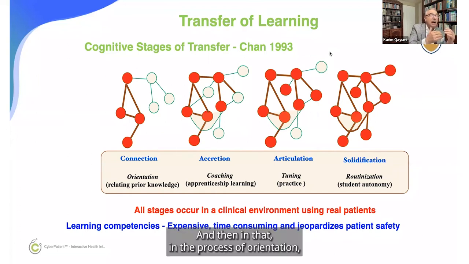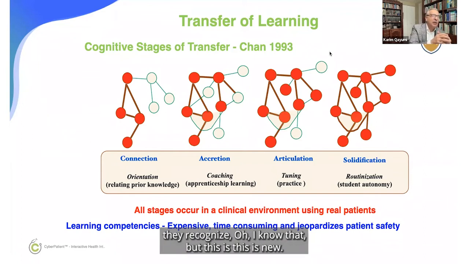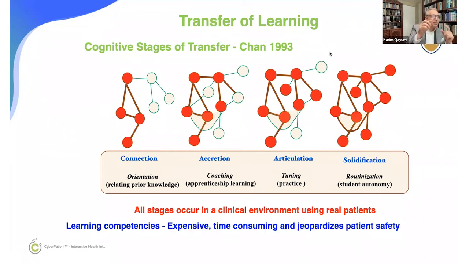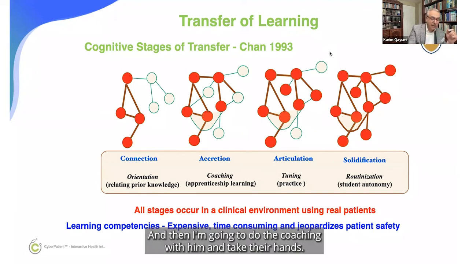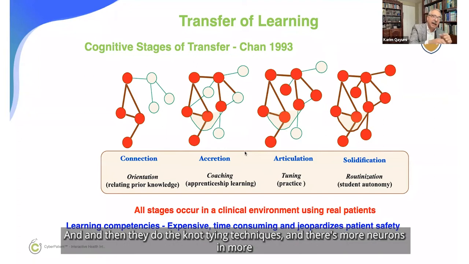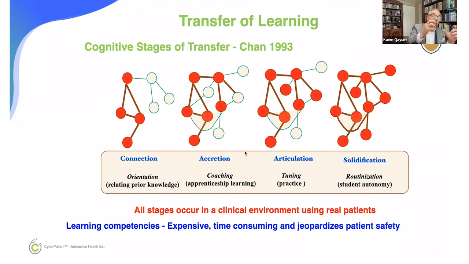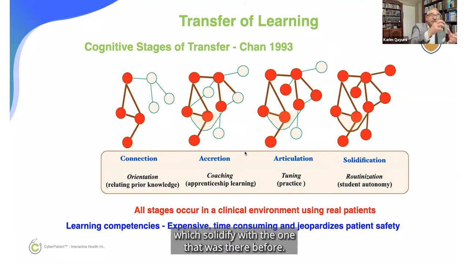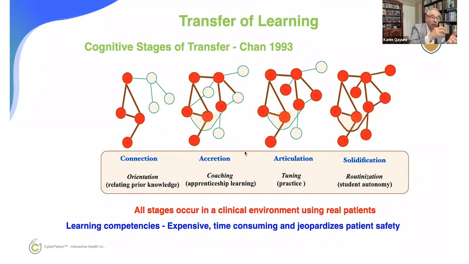And then in the process of orientation, they recognize, oh, I know that, but this is new. I don't know how to do that. And then I'm going to do the coaching with them, take their hands, and they do the knot tying techniques, and more neurons and more pathways would solidify with the ones that were there before.